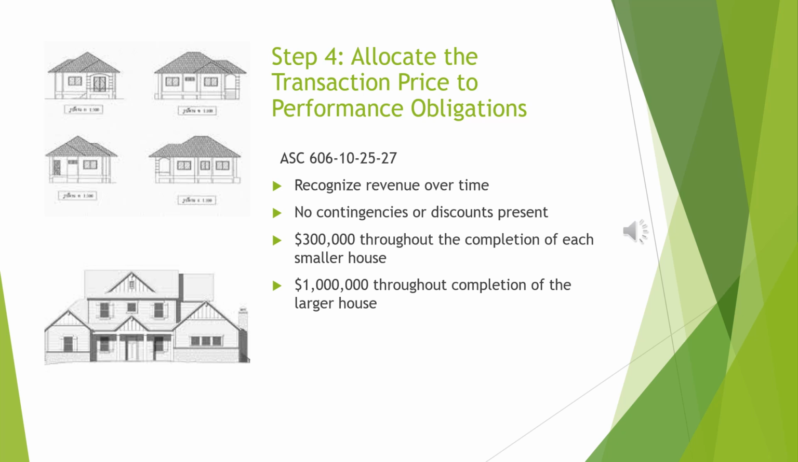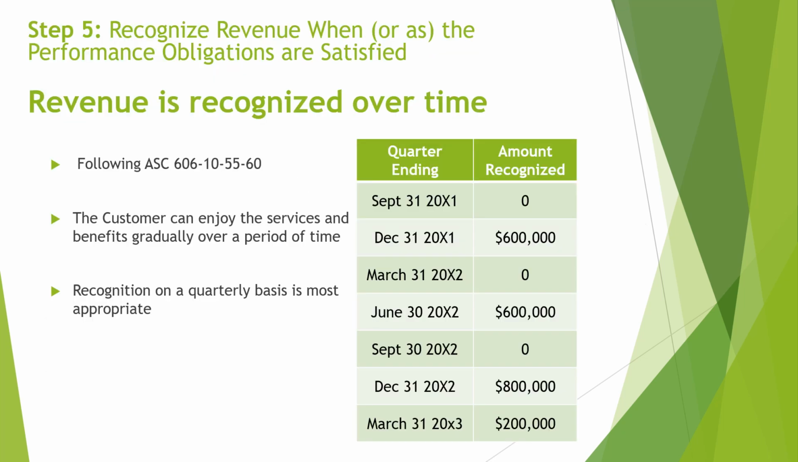For the allocation of the transaction price to the performance obligations, $300,000 throughout the completion of each smaller house will be recognized, and $1 million throughout the completion of the larger house. Step 5. Recognize revenue when or as the performance obligations are satisfied.